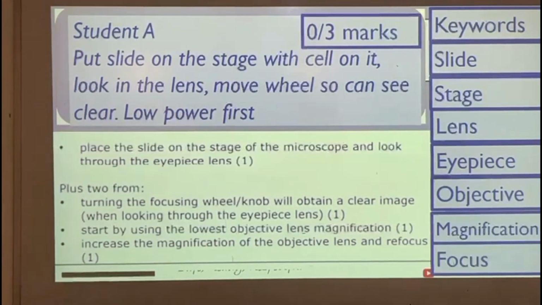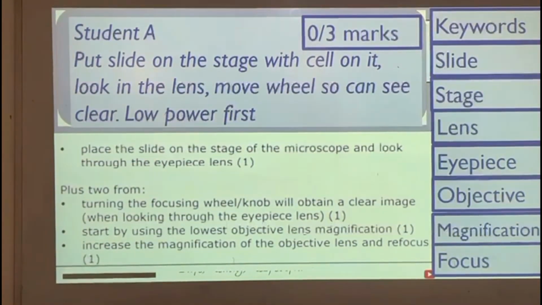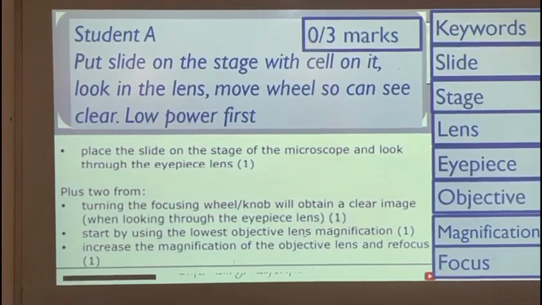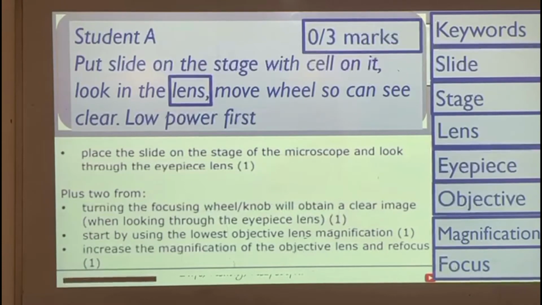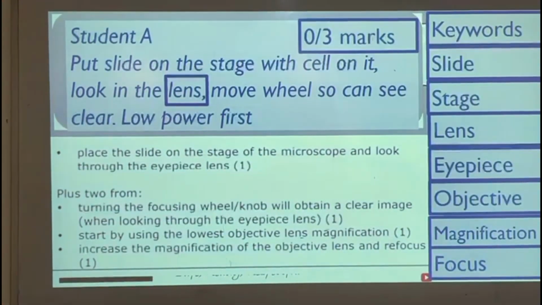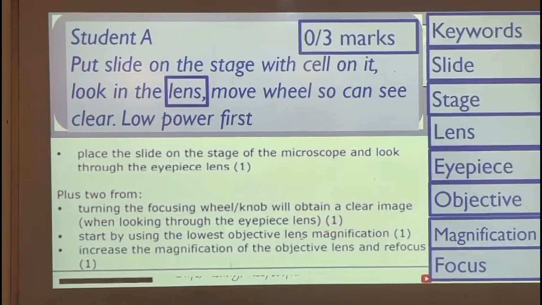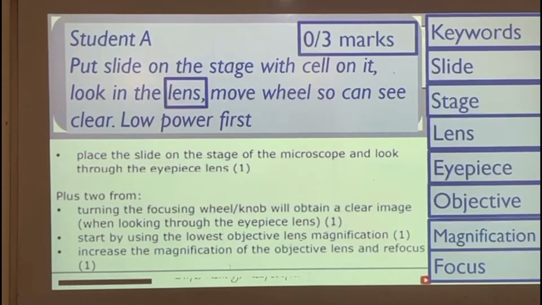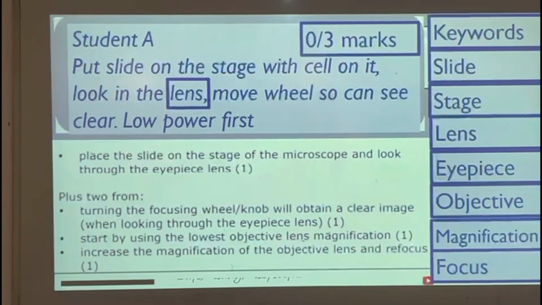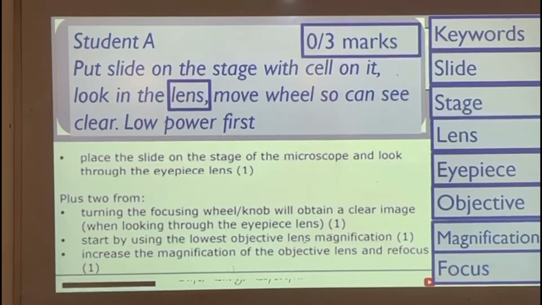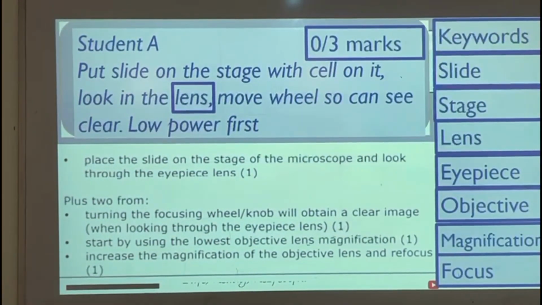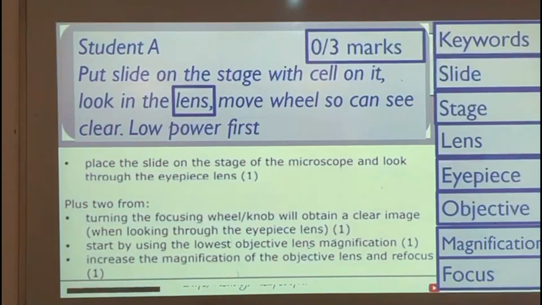So when I marked this, I gave this 0 out of 3 marks. So what I would like you to do is make corrections as I do it. So the first one is lens. The reason the student wouldn't get the mark for that is because they haven't said which lens they have to look into. Using the keywords, can you have a think about which lens they use to look into? Hopefully you've picked the right one and you've realised it's the eyepiece lens. So if they put the word eyepiece, they would have got 1 mark.